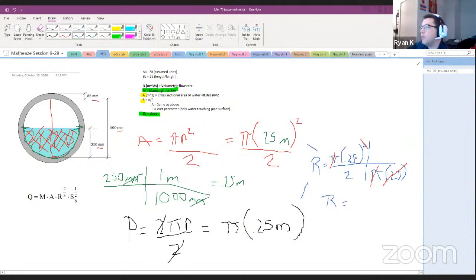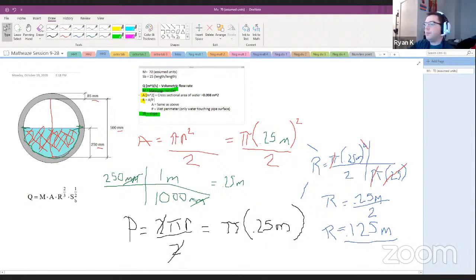This had a value of meters. So it's 0.25 meters over 2, which is also equal to 0.125 meters. So we can go ahead and write that up here.